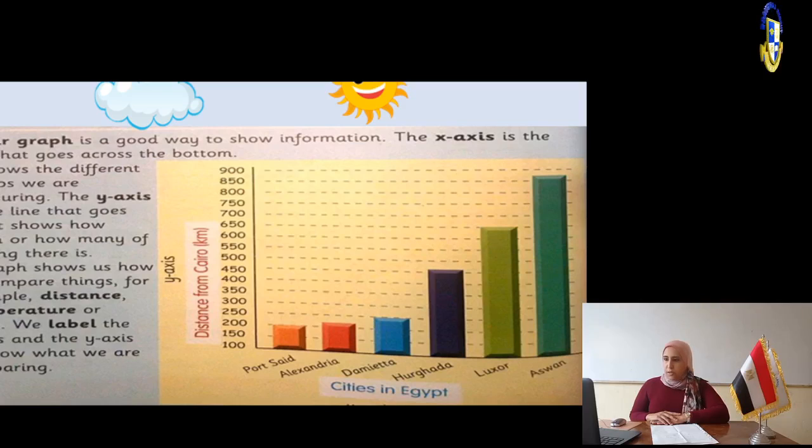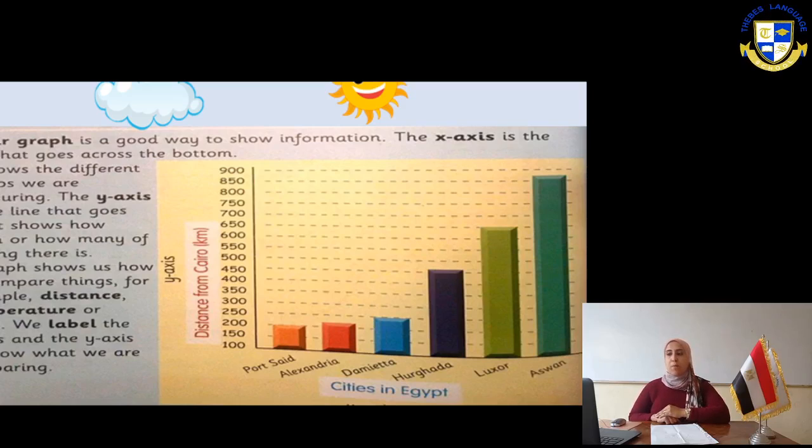Exercise number 2. A bar graph is a good way to show information. Here in the picture there is a graph. On the bottom, we will find the names of the cities we wrote on the map in the first exercise: Port Said, Alexandria, Damietta, Hurghada, Luxor, and Aswan. On the other side, we will find distance from Cairo in kilometers, and the distances are written on the bars.